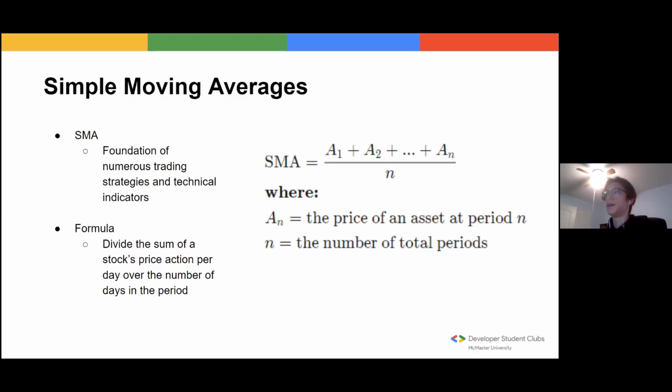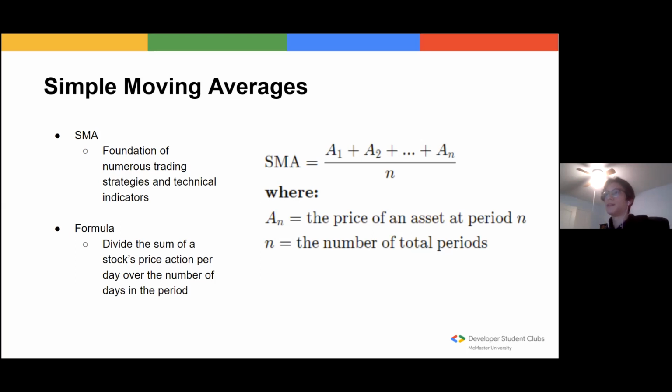So for example, a 30-day simple moving average would be calculated as follows. You have to evaluate the sum of the stock at a point in time, and let's say, for example, the closing price for 30 days, and then you have to divide that value by 30. Your result is the simple moving average of a stock with a 30-day time period. Now, although the simple moving average seems basic and is easy to calculate, it's used as a foundation for numerous trading strategies and technical indicators that are vital for making decisions on the stock market.